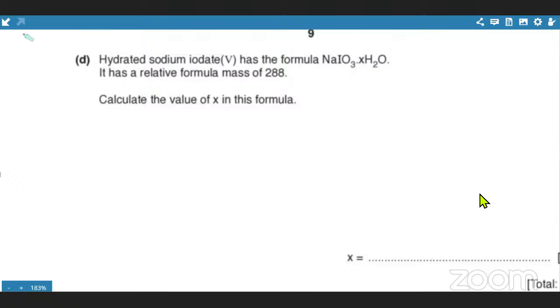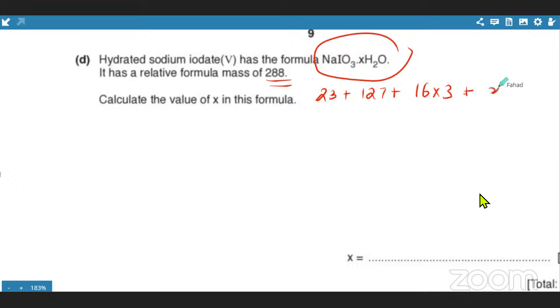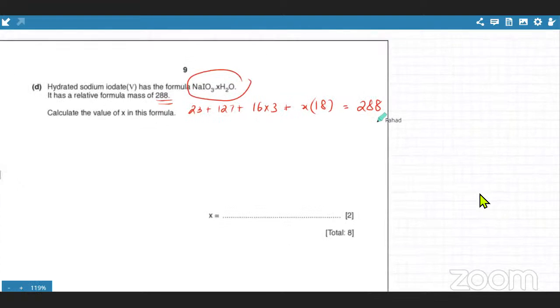Part D: you're provided with the hydrated sodium iodide and the formula is given, and you have to calculate the value of X. The Mr, the relative formula mass, is also provided, 288. So almost everything is given. You add all of them: sodium is 23, iodine is 127, and we'll check that in a second, then 16 times 3, and then there are X water molecules. So that's X times water, which is 18, so 18 multiplied by X, and this should all sum up to be equal to 288.